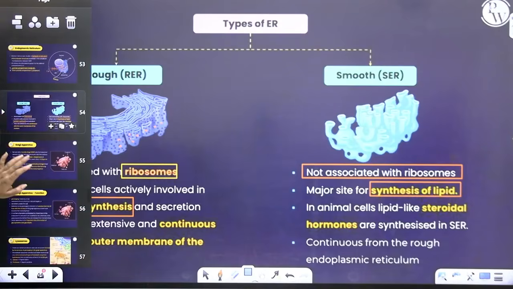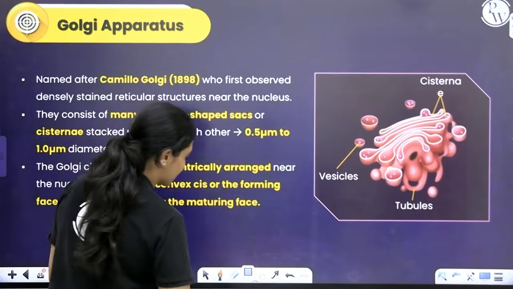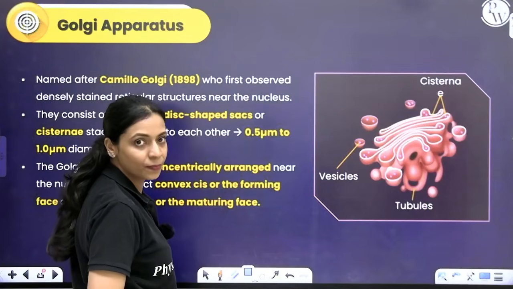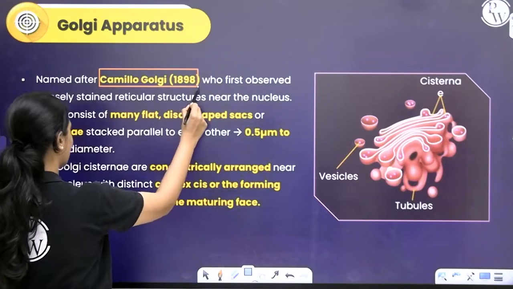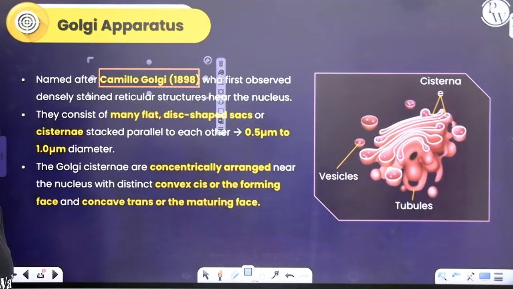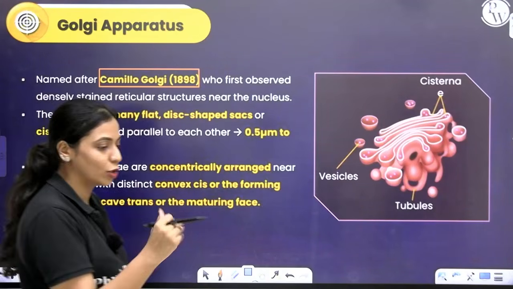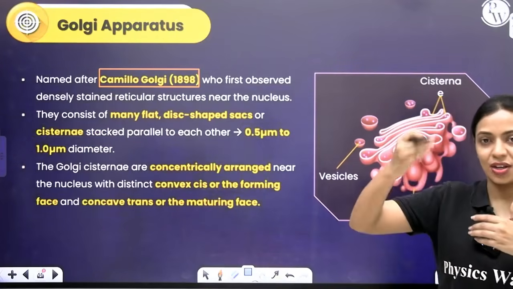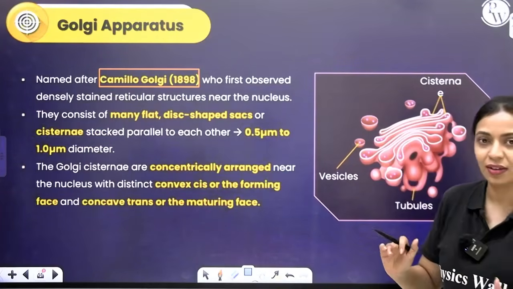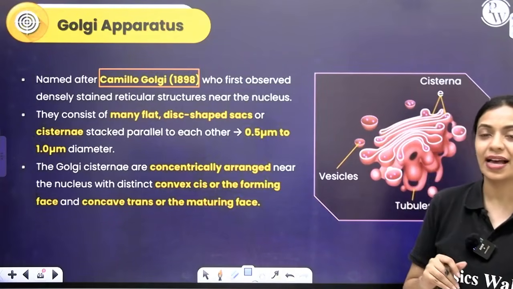Now the next organelle that we have to learn about is the Golgi apparatus. It's called Golgi apparatus because it was first discovered by a scientist called Camillo Golgi in the year 1898. He saw that the Golgi apparatus usually is present very close to the endoplasmic reticulum. It is made up of very flattened sac-like structures that are arranged parallel to each other. He calls these flat sac-like structures cisternae.